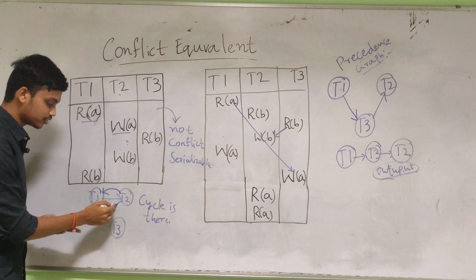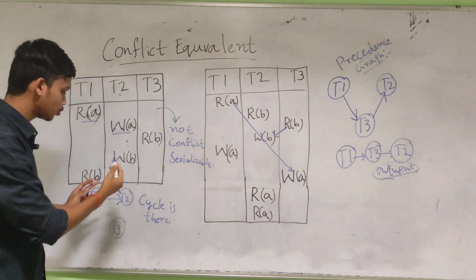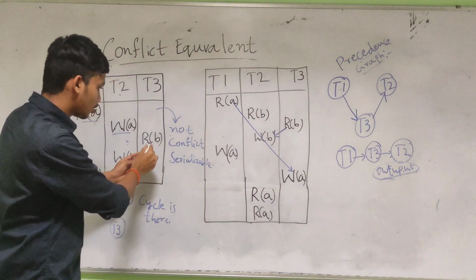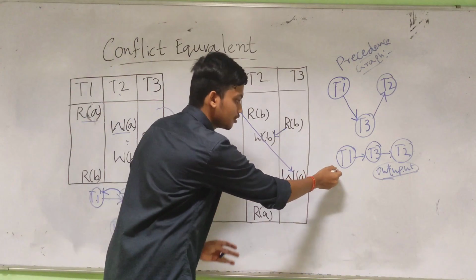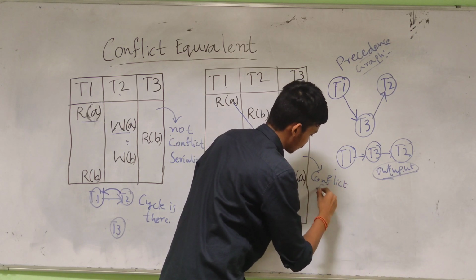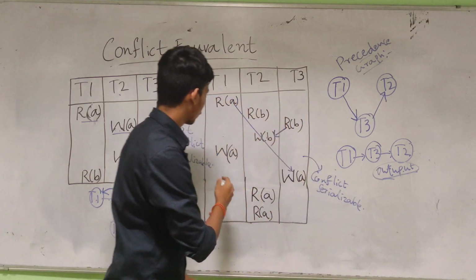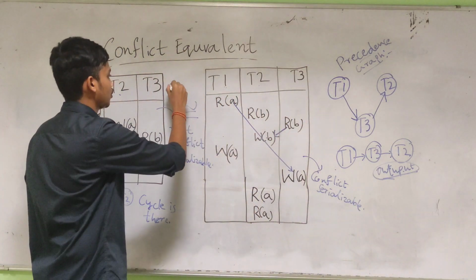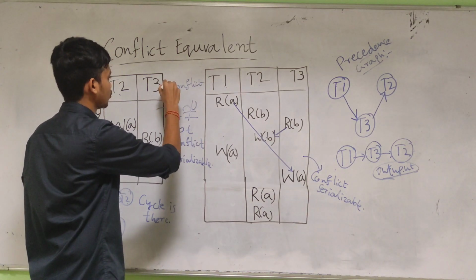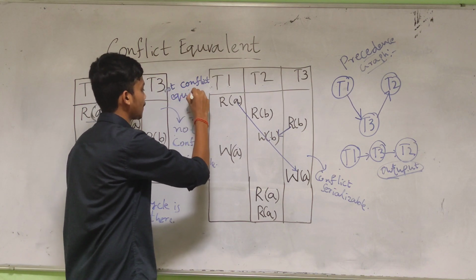As I told you in my previous lecture, if there is any cycle in the precedence graph of a schedule, then we say that that schedule is not conflict serializable. So we say that this is not conflict serializable, but this is conflict serializable. So we can say that these two schedules are not conflict equivalent.